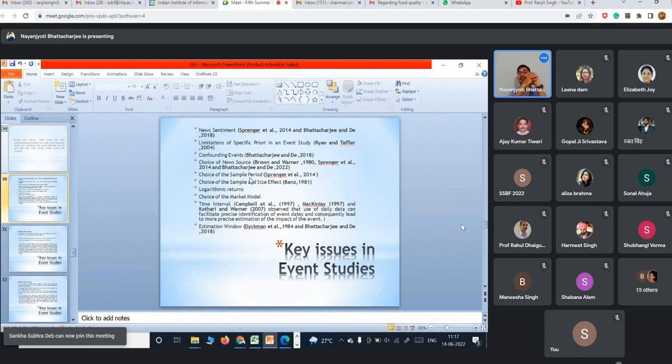Doing an event study the right way, or doing an event study to yield reliable results, on the subject of examination. That means to find out the impact of a particular information flow on the market.